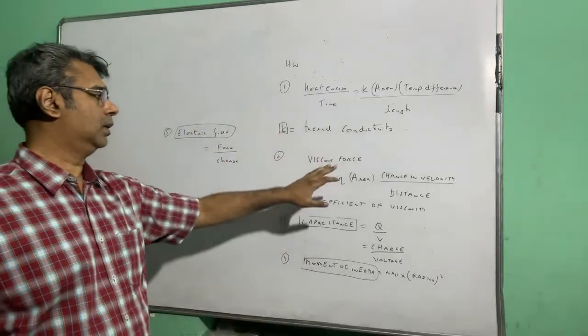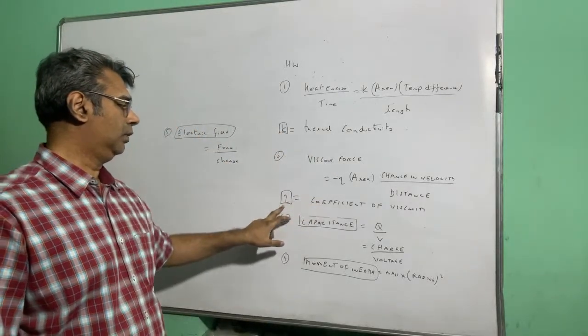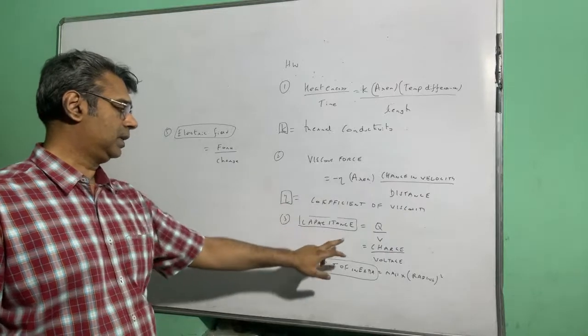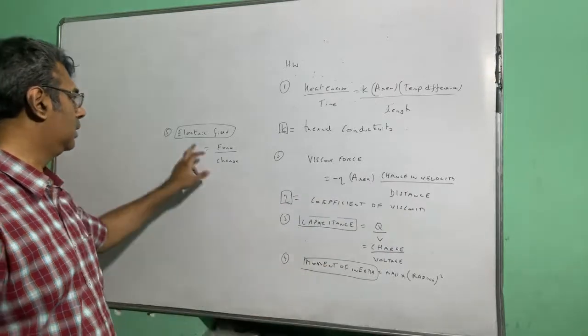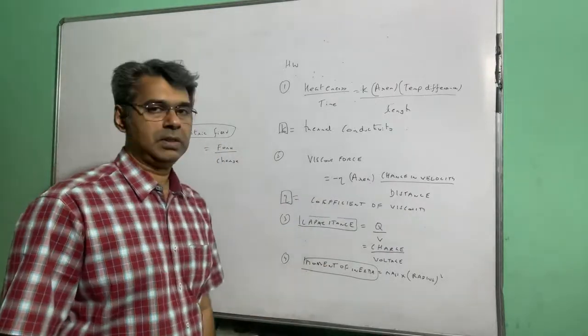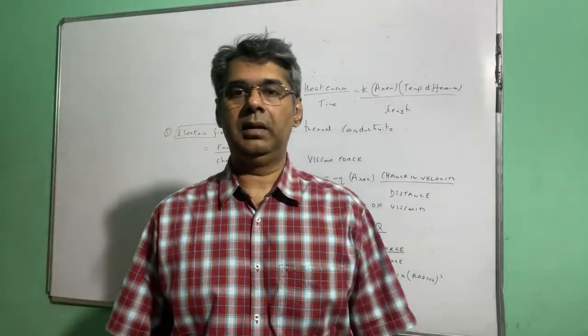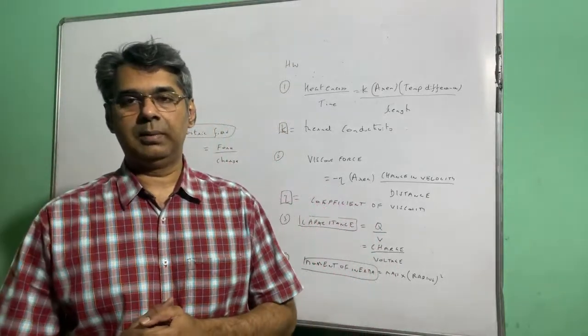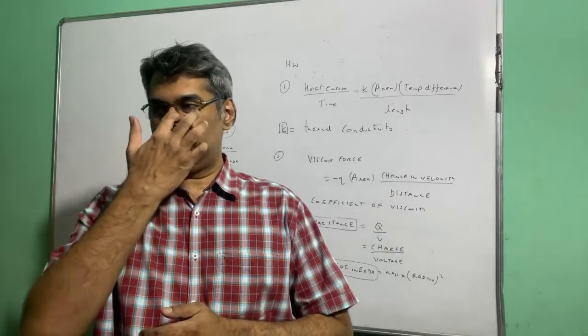So these are the 5 homework questions. Number 1, thermal conductivity. Number 2, coefficient of viscosity. Number 3, capacitance. Number 4, moment of inertia. And number 5, electric field. Today's homework has to be submitted by 9 p.m. tomorrow. That means by 9 p.m. Thursday.